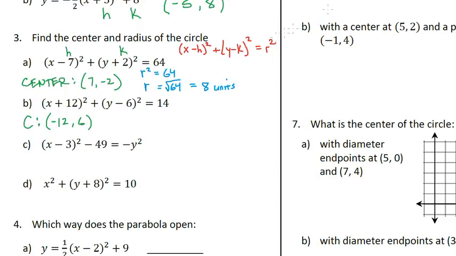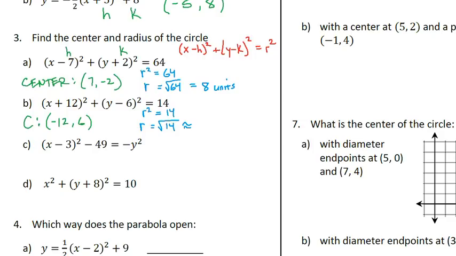So there's our center. And then what's our radius? Well, if you take a look at this one, you see that r squared is equal to 14. If you square root both sides, you get r is equal to the square root of 14. That's your exact radius. But a lot of times on a test, especially if I want you to graph something, you're going to have to change that to a decimal approximation.